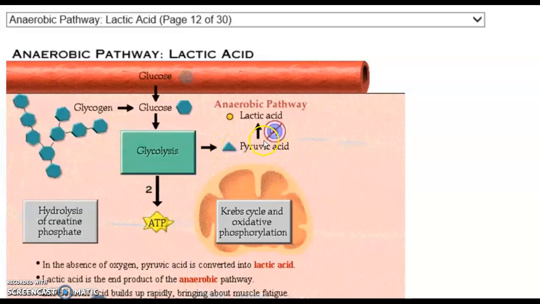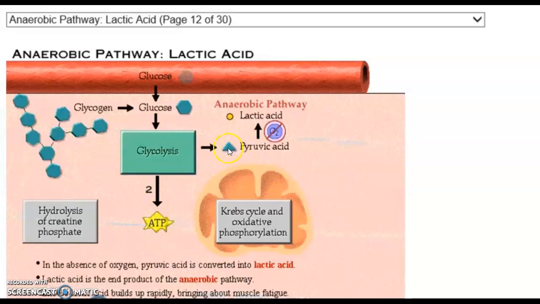And then, if you'll remember, it took 2 ATP to start, but that was usually what we got from the creatine phosphate. We made 4 ATP from this breakdown of glycolysis. We had to pay back the 2 we started with, so we end up with 2 ATP here. But that pyruvic acid is the pivotal metabolite.